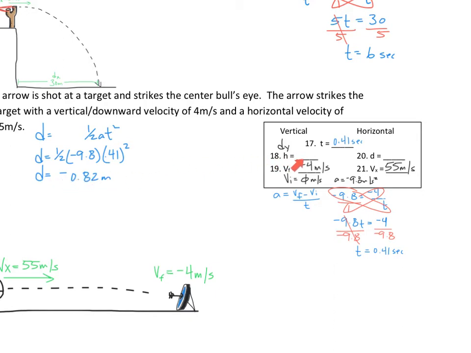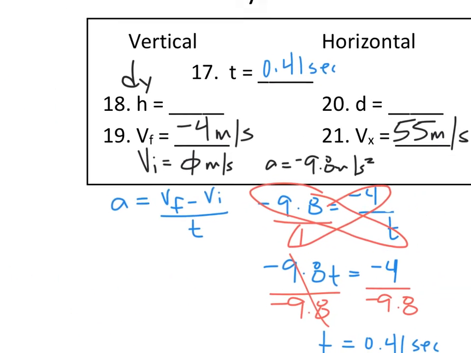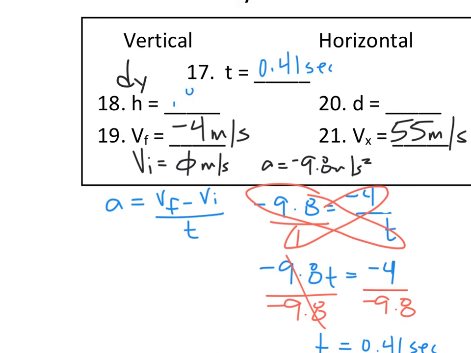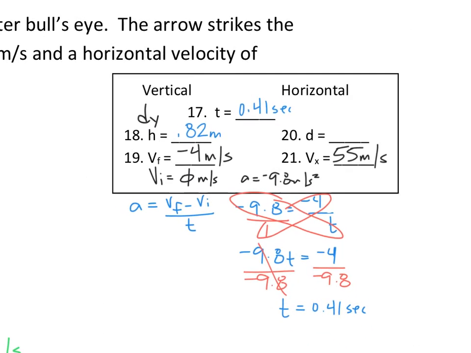So I'm going to write in, because it's asking me for height, a positive 0.82 meters. 0.82 meters. That was my height. Okay, again, if you calculated a negative 0.82, that is acceptable.